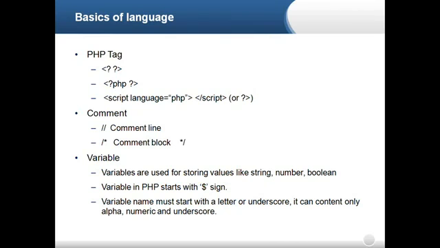Next we have variables, which are required whenever you write any program in any language. Variables are basically used to store values like a string, numeric, boolean, float, etc. In PHP, a variable starts with the dollar sign. The variable name must start with a letter or underscore. It can contain alphanumeric values, and it doesn't allow you to use special characters except underscore.